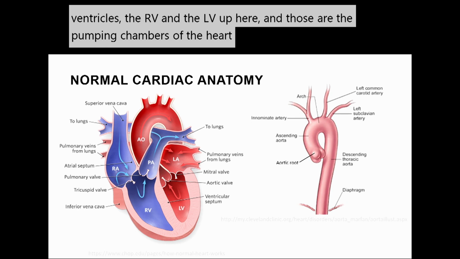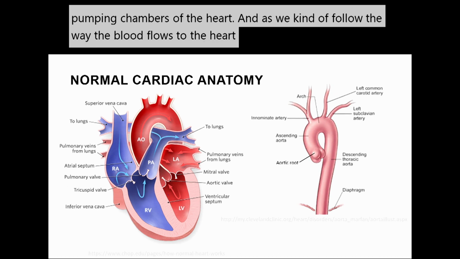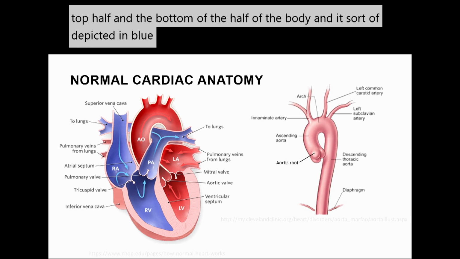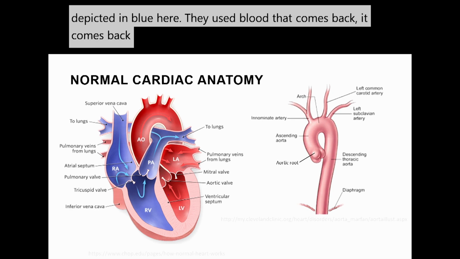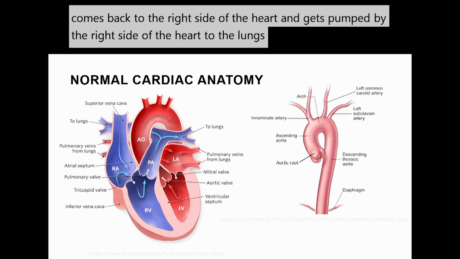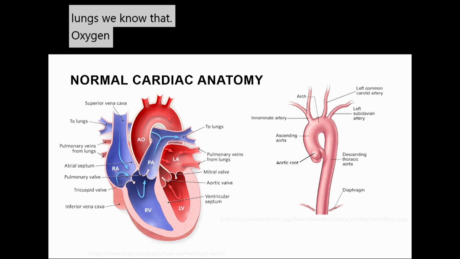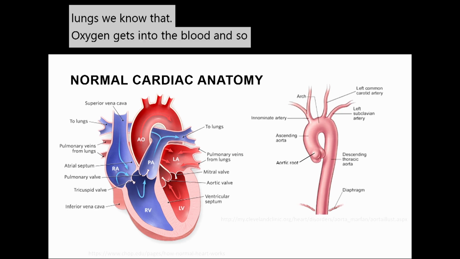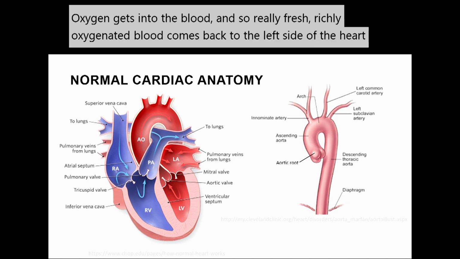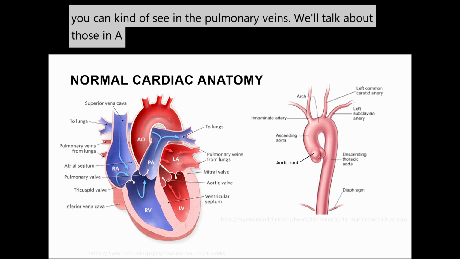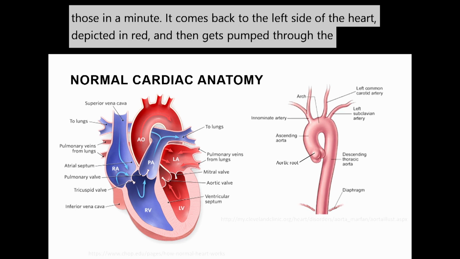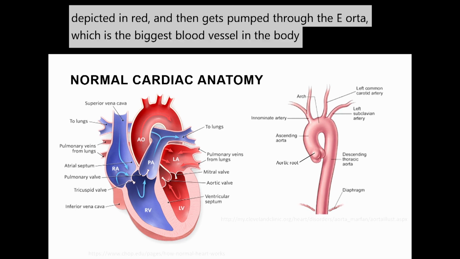And as we follow the way the blood flows through the heart, blood comes back from the top half and the bottom half of the body, and it's depicted in blue here, the used blood that comes back. It comes back to the right side of the heart and gets pumped by the right side of the heart to the lungs. And in the lungs, we know that oxygen gets into the blood, and so really fresh, richly oxygenated blood comes back to the left side of the heart, and you can see in the pulmonary veins, we'll talk about those in a minute. It comes back to the left side of the heart, depicted in red, and then gets pumped through the aorta, which is the biggest blood vessel in the body, out to the body.